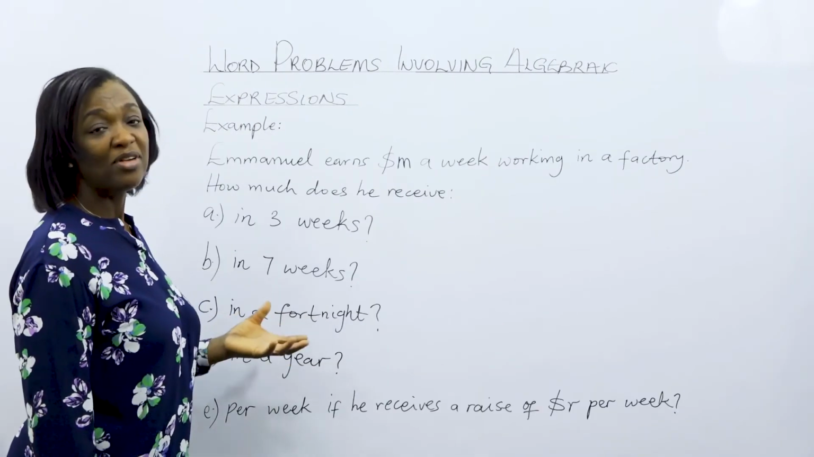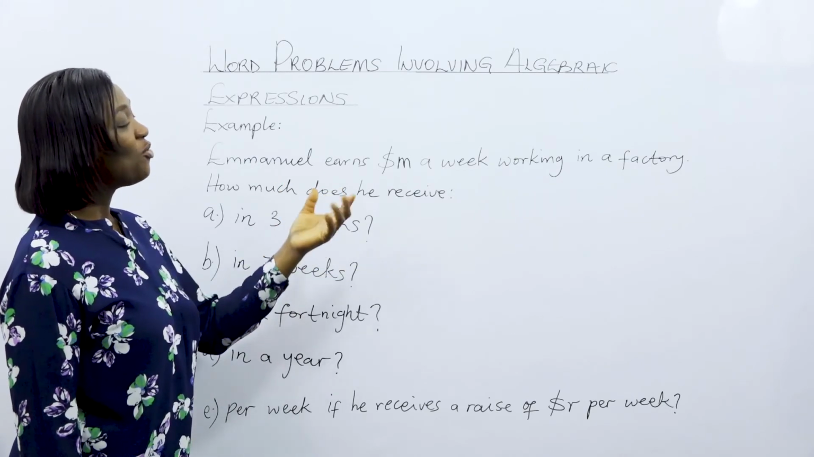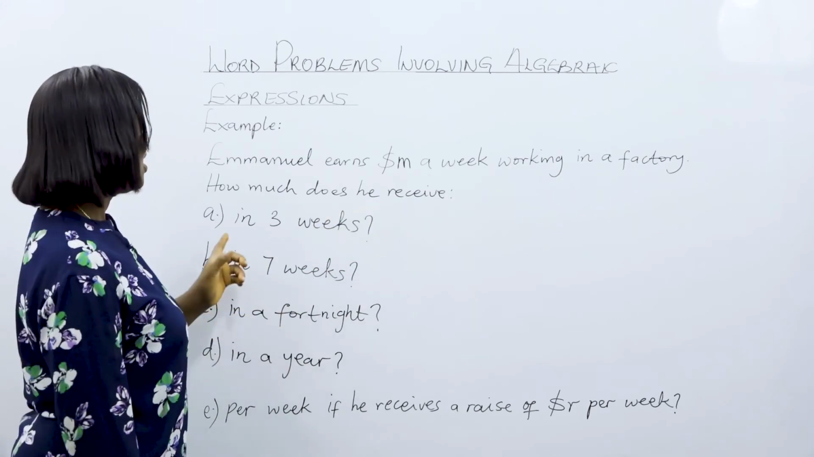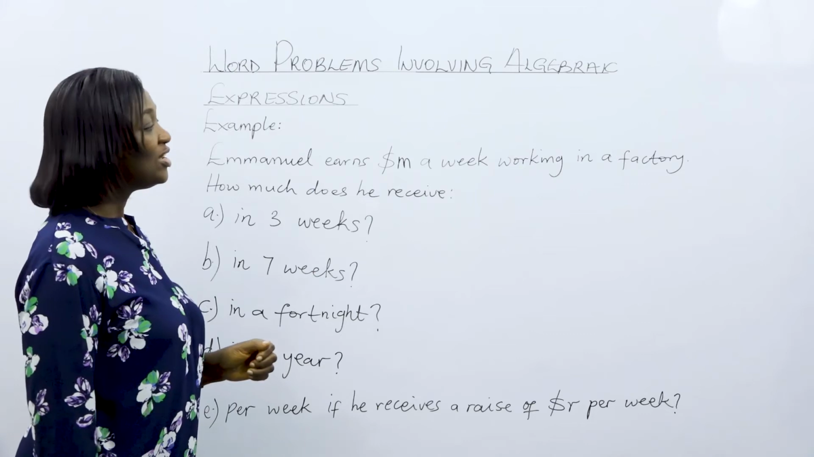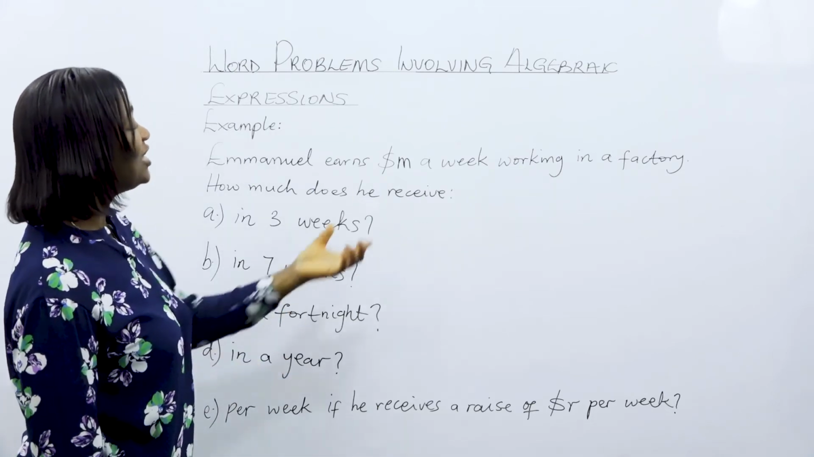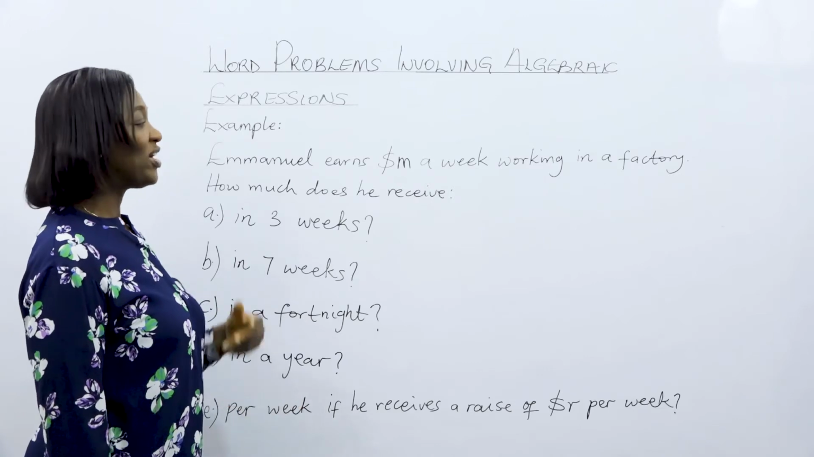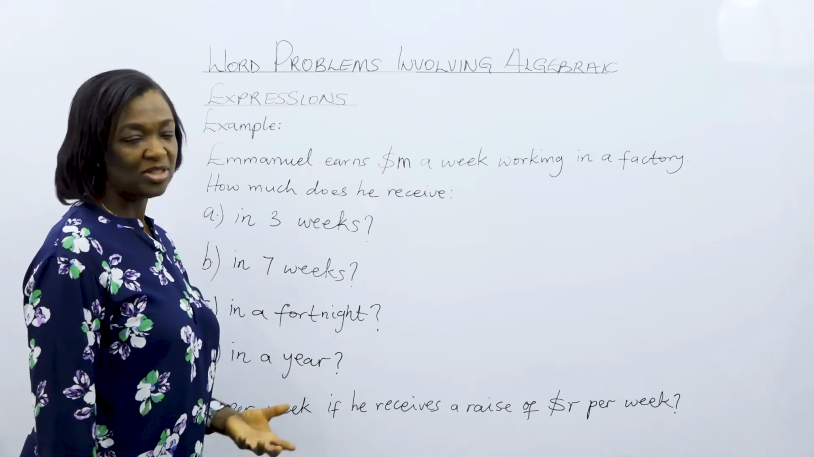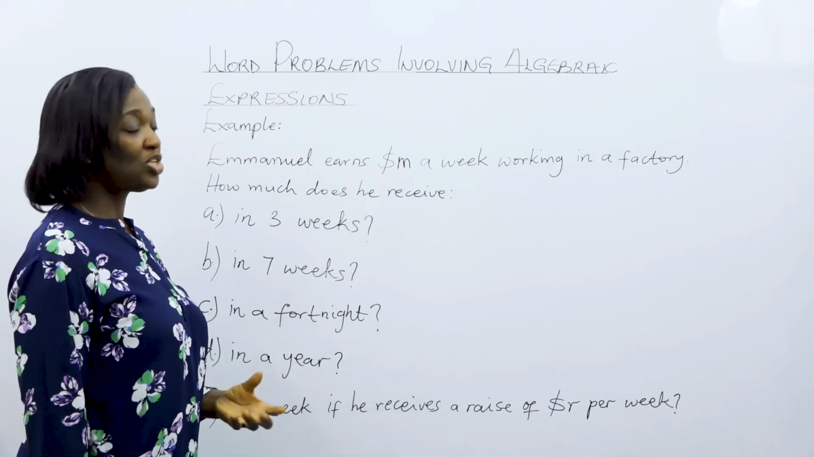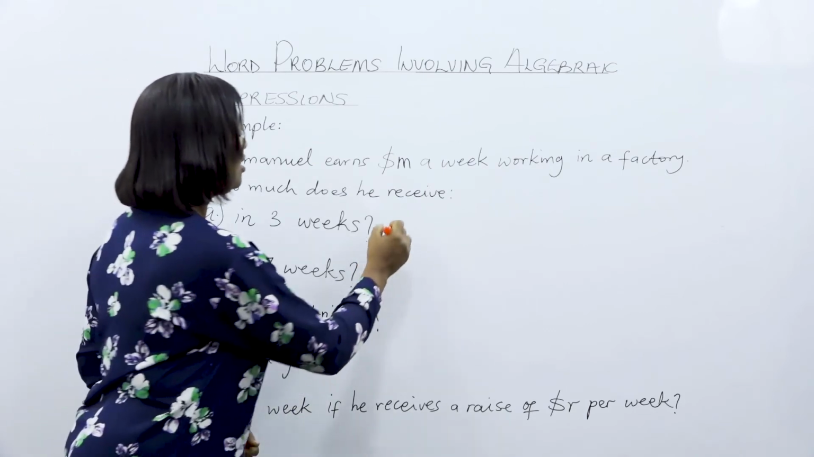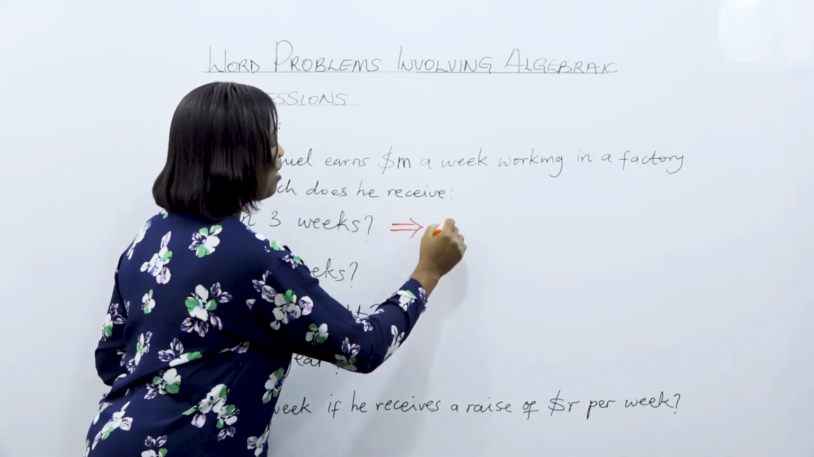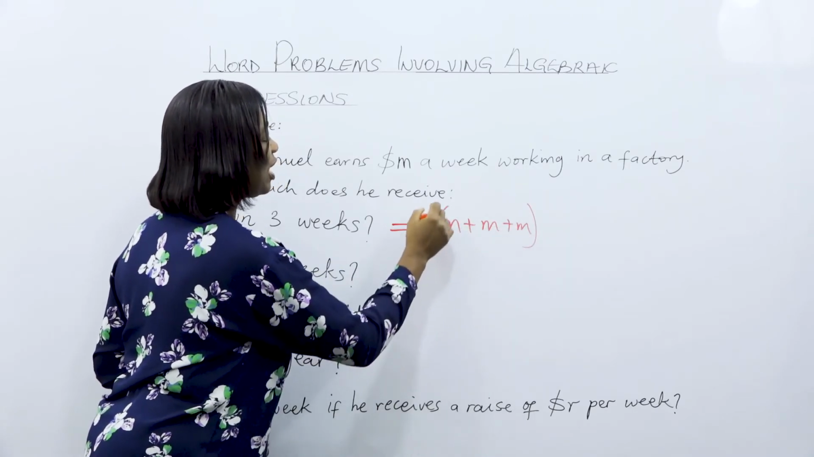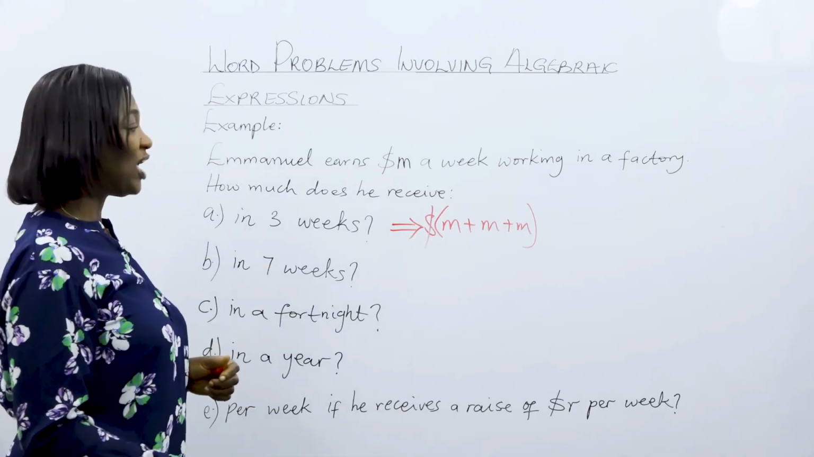In this example, Emmanuel earns $M a week working in a factory. How much does he receive in 3 weeks? So that means that for every week he earns $M. So he works another week, he earns $M. The third week he earns $M. So for 3 weeks of work, how much would he earn? M plus M plus M. That will be the total amount he would earn in 3 weeks.